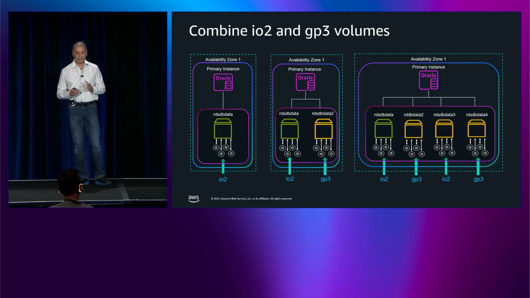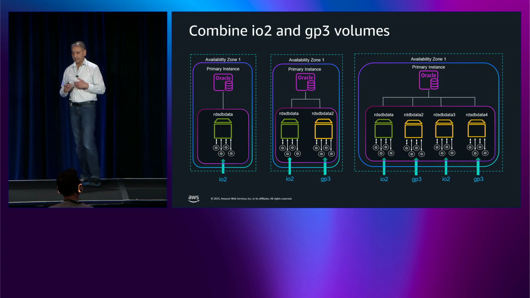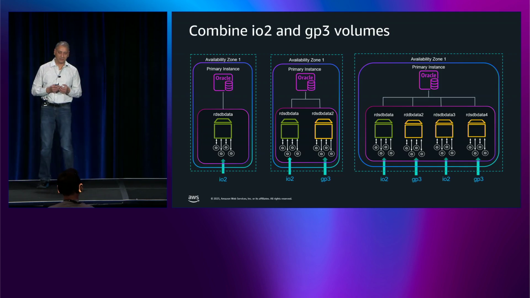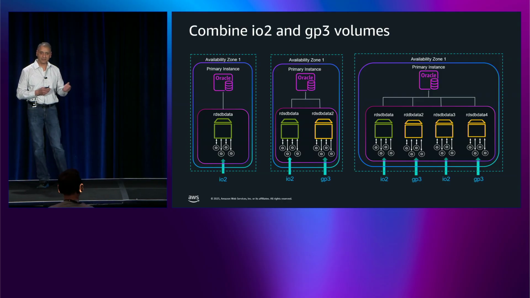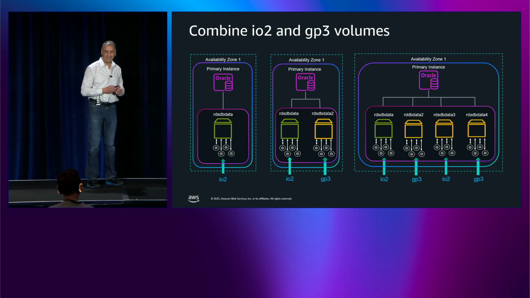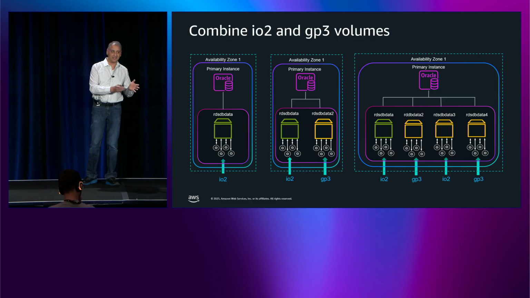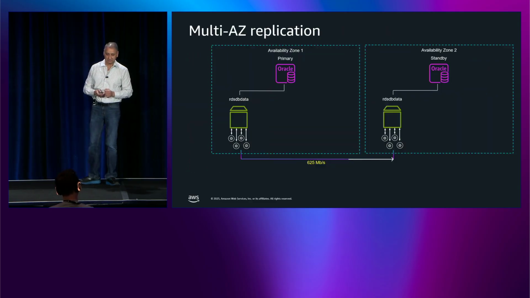If you're mixing and matching, we usually recommend having an IO2 volume for your primary volume. Why is that? When you write to a database, databases write to a write-ahead log first. Your write-ahead logs are always in your primary volume. And that's why if you're using a combination of IO2 and GP3, we recommend that you use IO2 volumes for your primary volumes and GP3 for your additional volumes.